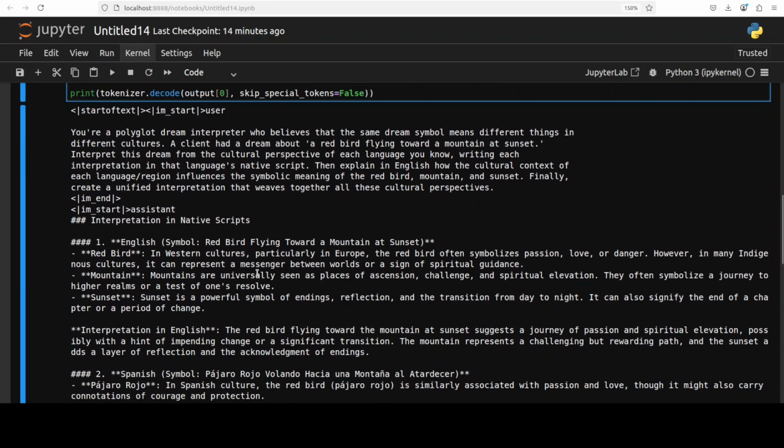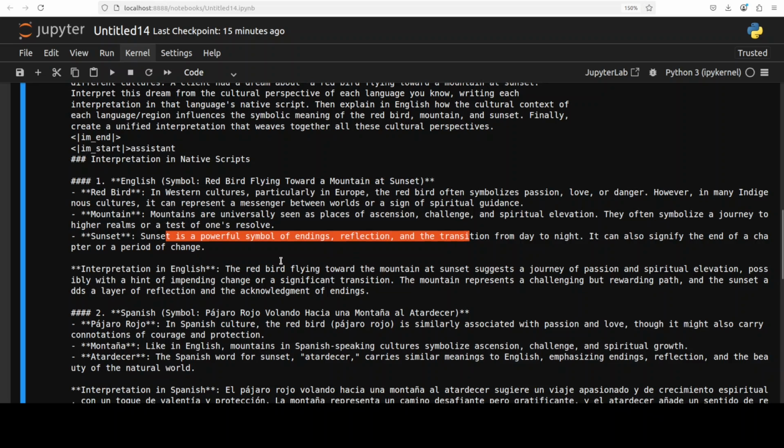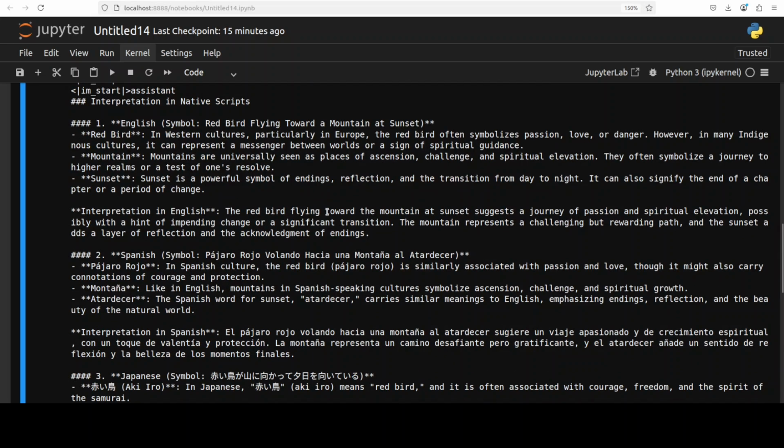There you go. So you see, this is the English. It could be the red bird flying toward a mountain at sunset. In Western culture, mountains are universally seen as places of ascension, challenge, and spiritual elevation. Sunset is a powerful symbol of ending, reflection, and transition. So this is the interpretation in English. The red bird is flying towards the mountain at sunset, and then it is suggesting a journey of passion and spiritual elevation.